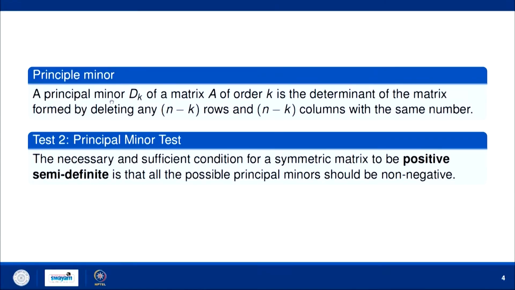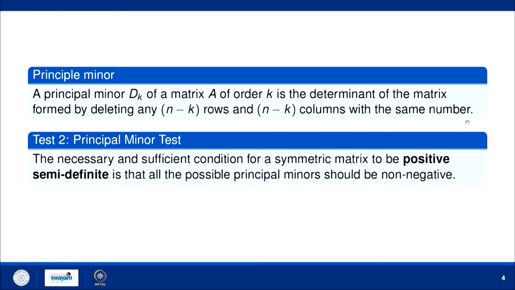Now, again, finding eigenvalues of a large matrix, say 10 cross 10 or a 5 cross 5 matrix, is not an easy task. So, how can we proceed? What is a simple test by which we can say that a given matrix is positive definite or negative semi-definite or whatever? We have another test, test 2, which is called the minor test. Let us see first what we mean by minors, and then we will go for the minor test. A principal minor Dk of a matrix A of order k is the determinant of the matrix formed by deleting any n minus k rows and n minus k columns with the same numbers.